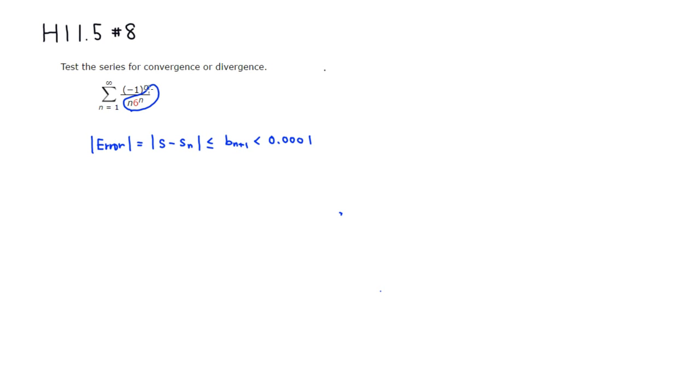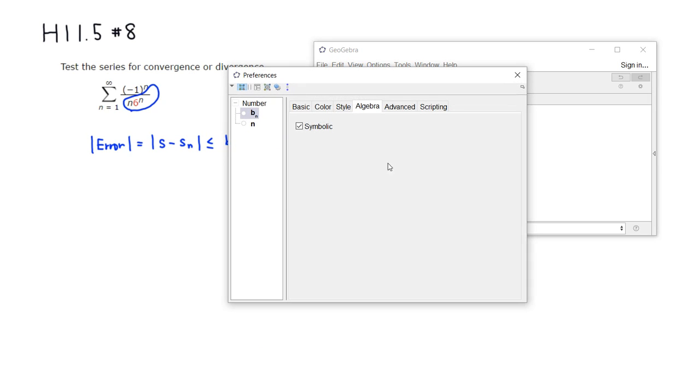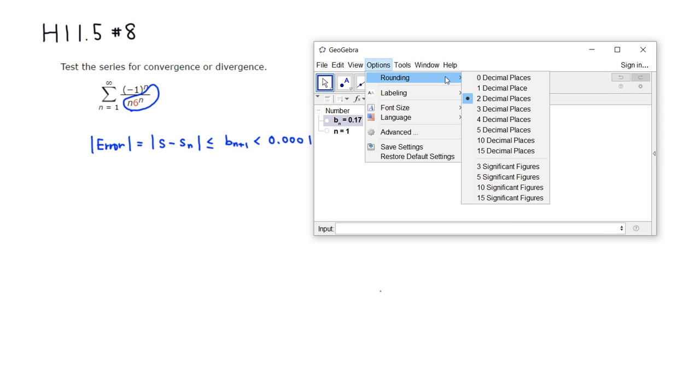Then I'm going to use GeoGebra here. I'm going to define n, putting n equals 1 first. Then I'm going to define Bn to be 1 over n times 6 to the n. I hit enter. First I have to change that to a decimal number, so go to object properties and uncheck symbolic. Also I have to go to options and set rounding to 5 decimal places.